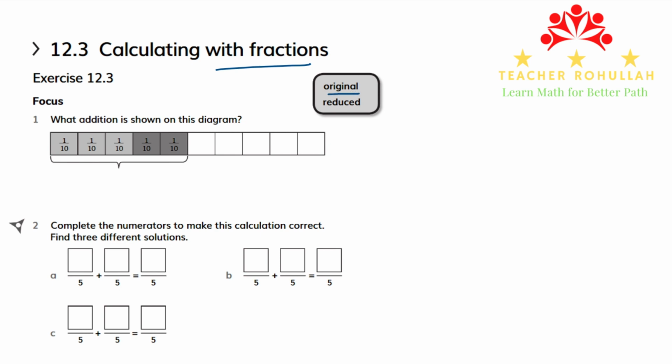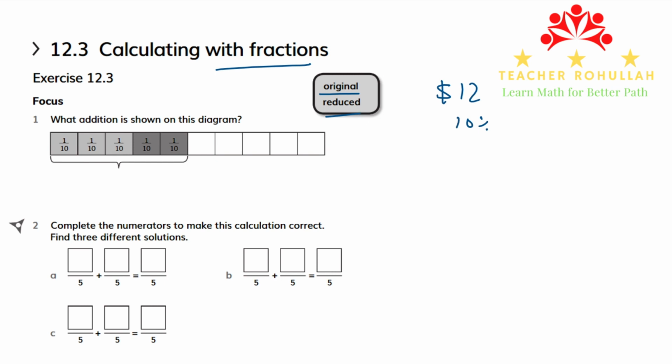There are two vocabularies or words which are given here. The first one is original and the other one is reduced. When it comes to numbers or to an amount, original is the actual amount of something. And when it is talking about the reduced, for example, if the price of something is $12, when we reduce it, let's say by 10%, this is called reduced. We made the price a bit less than the original price. This is what it means by original and reduced.